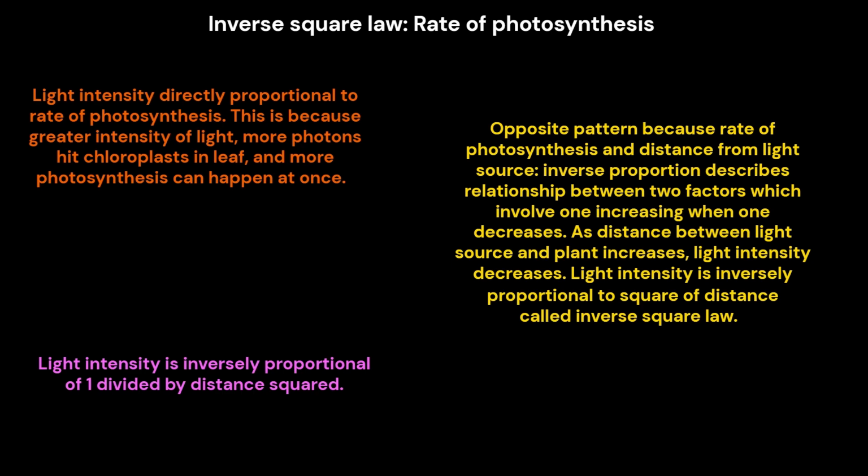Inverse proportion describes a relationship between two factors in which one increases when the other decreases. As the distance between the light source and the plant increases, light intensity decreases. Light intensity is inversely proportional to the square of the distance, called the inverse square law. Light intensity is proportional to 1 divided by distance squared.